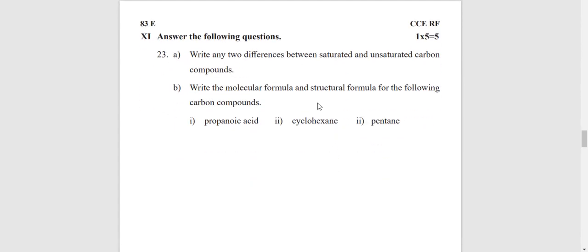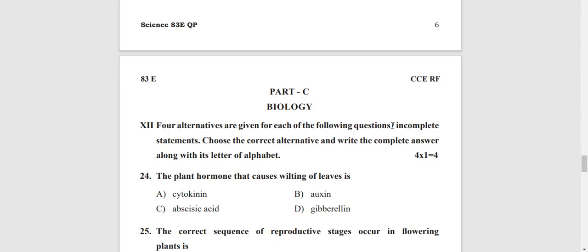Write the molecular formula and structural formula for the following compounds: propionic acid, for which we have to write its molecular formula and also its structural formula, cyclohexane and pentane. Pentane, how many carbon atoms are present in pentane? Comment in the comment section and tell me the answer. How many carbon atoms are present in pentane? Or what is the formula of pentane?